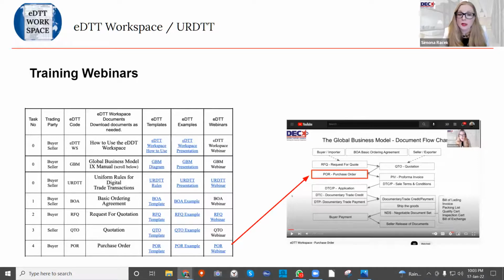As mentioned, the workspace document templates are linked to training webinars. What we are trying to provide is a step-by-step guide to help you complete each trade document, to answer some questions, and to help you understand each piece of information and each task that is required by each document. The webinars follow the global business model manual framework that is part of the workspace. The templates, manual, and training webinars provide a complete do-it-yourself toolkit for buyers and sellers to learn to trade online.